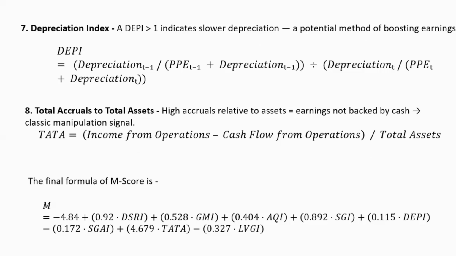Now, how to interpret the result? When you put the values in those variables, you will get the final answer. If the final answer you got is less than minus 1.78, then they are likely not manipulating earnings. If it is greater than negative 1.78, then likely an earnings manipulator. Now, as I have said, I have applied this model to Enron's financial statements. Let's have a look at that.